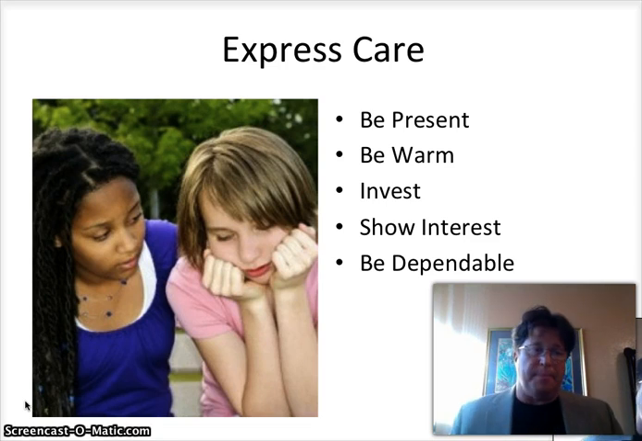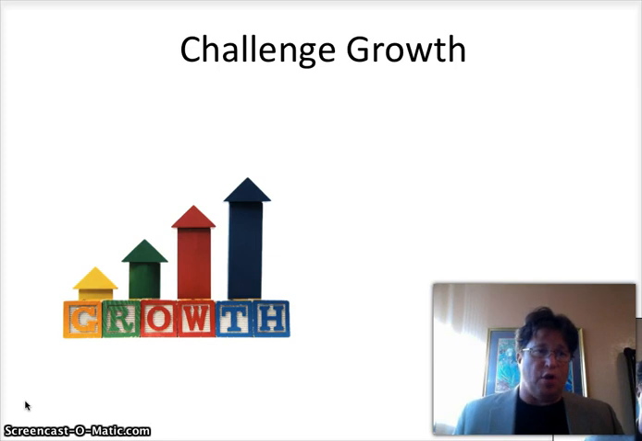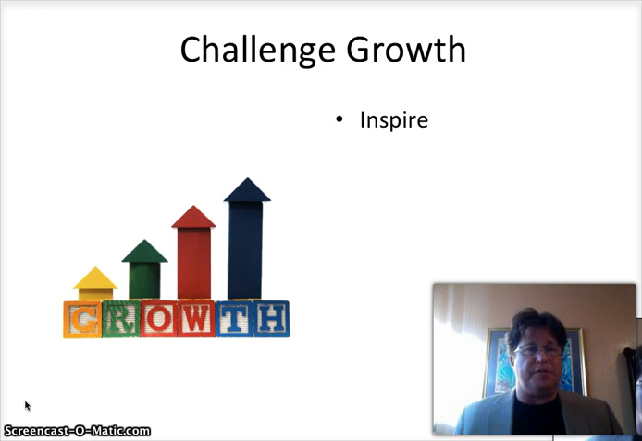So the next category is to challenge growth. And when you challenge your students to grow, you insist that they continuously improve. So there are 4 ways that you can do this, and the first is to inspire your students. Help them see the future possibilities that they have ahead of them. This could be taking them to college campuses. This could be taking them to future workplaces, work sites, for exposing them to careers.